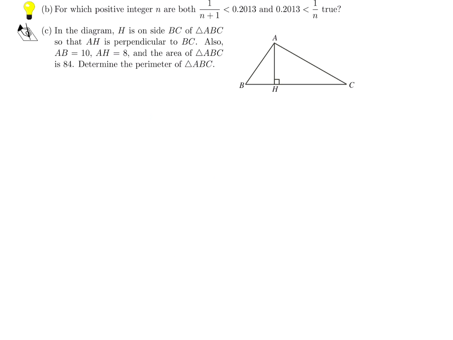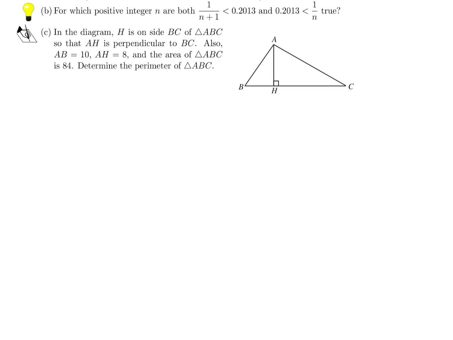Part B. For which positive integer n are both 1 over n plus 1 less than 0.2013 and 0.2013 less than 1 over n true? 1 over n plus 1 is less than 0.2013. So flip them. So that means n plus 1. And of course you have to flip the sign.